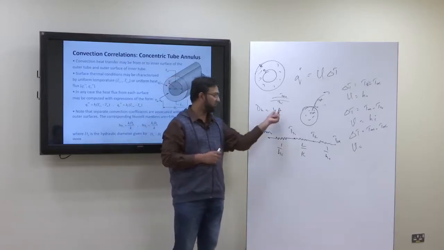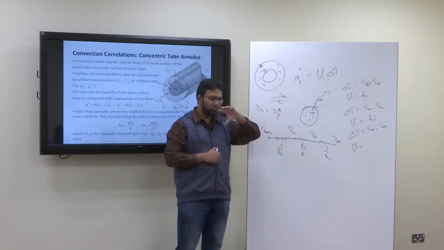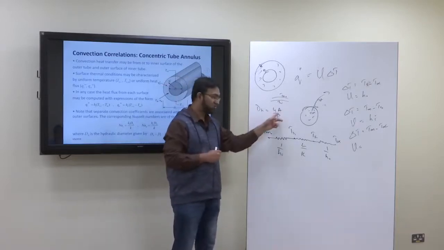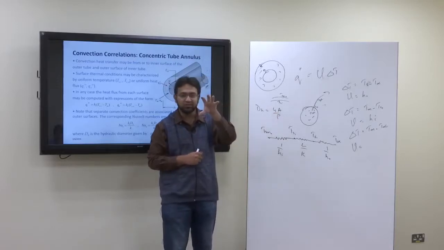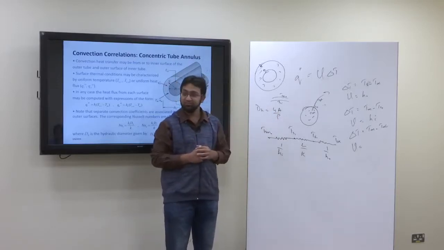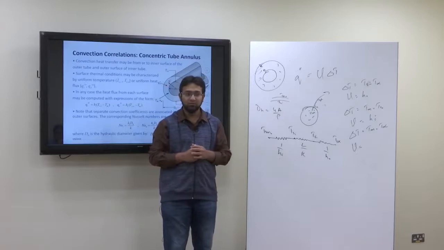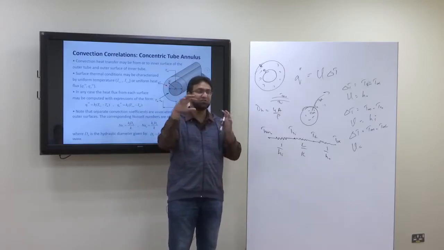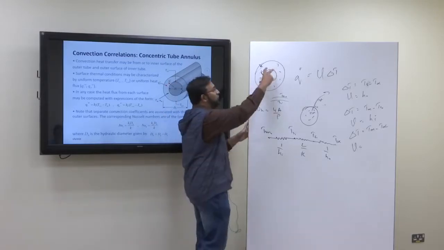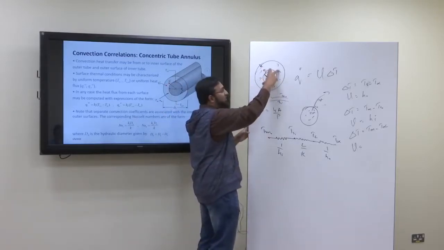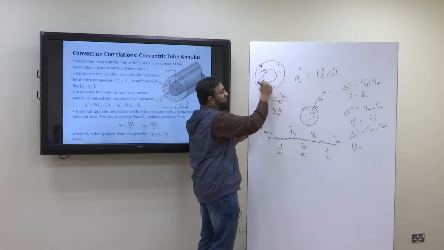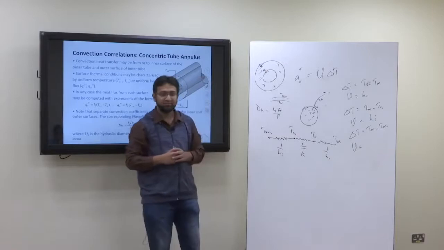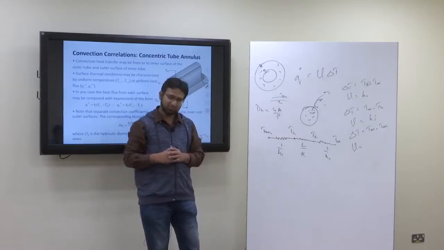This A is not the surface area, this is the cross-section area through which the fluid is flowing. P is the parameter, the perimeter through which the fluid is touching. So when the fluid is flowing from inside, what are the areas the fluid is touching? The fluid is touching this perimeter and this perimeter. So the perimeter is the sum of these two.